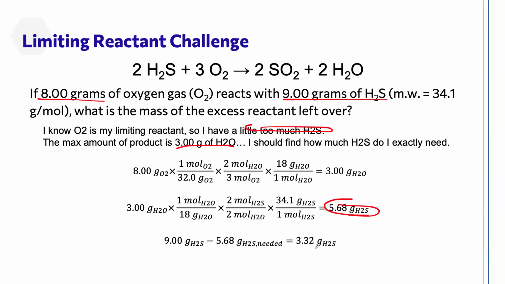This is similar to the pineapple problem. How much pineapple will be left over? Well, I can only make 4 sandwiches, so therefore I can do the total amount of pineapples minus 4. That's how much I'll have left over. In this case, H2S works the same way. This is an example of how to solve a limiting reactant problem.